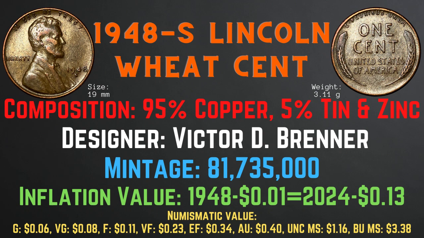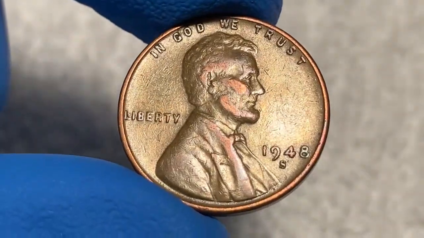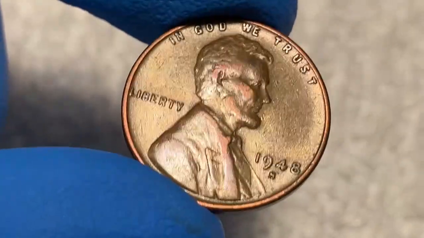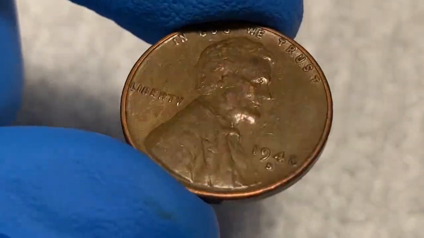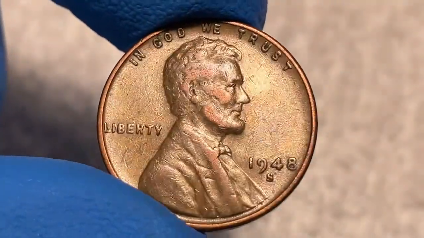Its numismatic values range from 6 cents in good condition up to $3.38 in brilliant uncirculated mint state condition. Now let's take a closer look at the 1948 S Lincoln Wheat Cent from my collection. So, as we take a look at this 1948 S Lincoln Wheat Cent, we can see it has a good sheen to it there. It has been worn slightly, but we still see detail in Lincoln's silhouette there. We still see the bow tie and the hair, and we can easily see the S mint mark by the date there and read all the words along the rim.